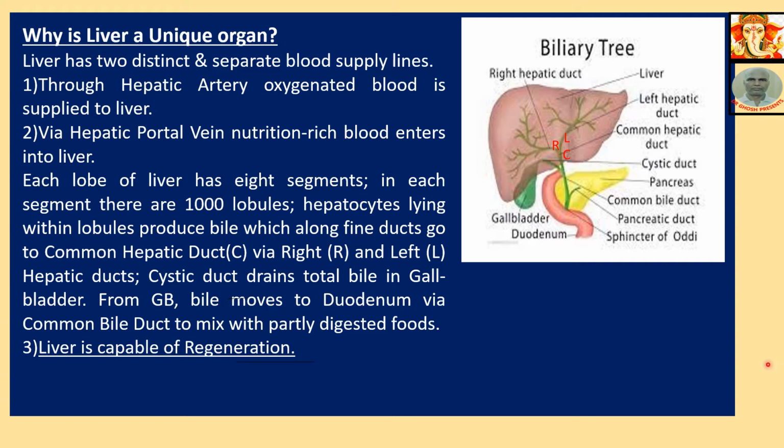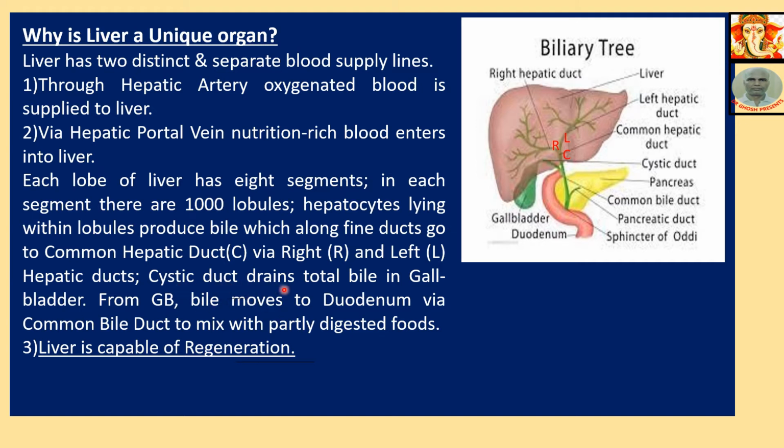Each lobe of the liver has 8 segments. In each segment there are 1000 lobules. Hepatocytes means cells of the liver. Lying within lobules, they produce bile, which along fine ducts goes to the common bile duct. This is common bile duct, via right and left hepatic duct.